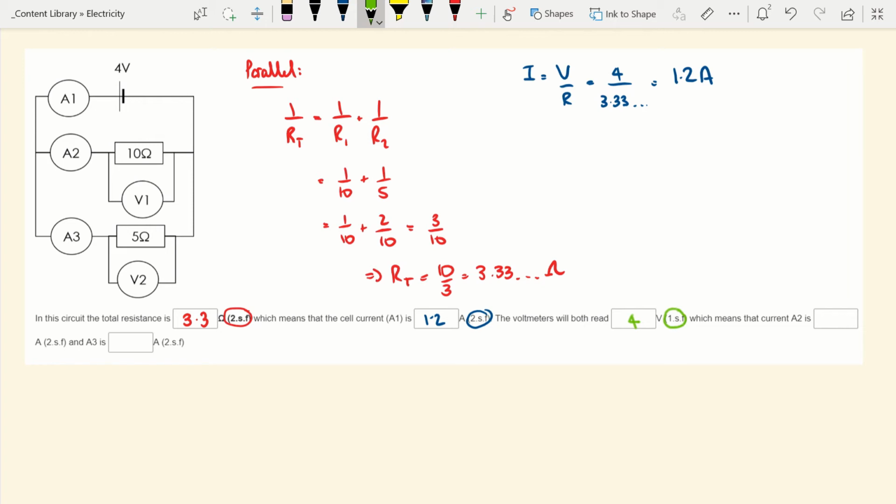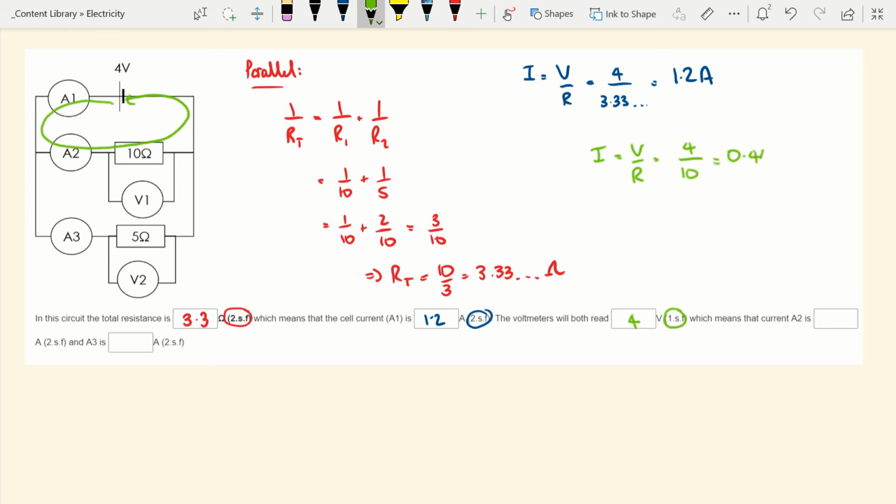And if we draw our loop like we did earlier, we know that the potential differences in this loop must be equal to the EMF of the power source, so V1 must be equal to 4 volts, and therefore V2 must also be 4 volts because they have to be the same as each other. So which means current A2. Again, if we want current, we're going to use V over R. The potential difference across that section, remember, is 4. The resistance of the section containing A2, you can see, is 10.